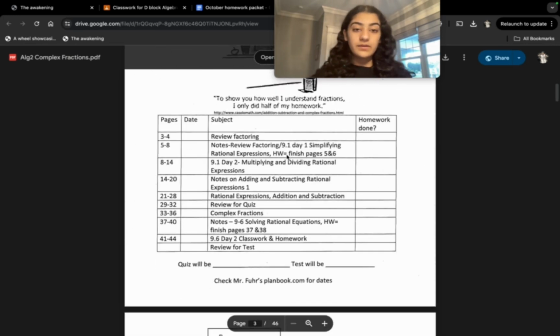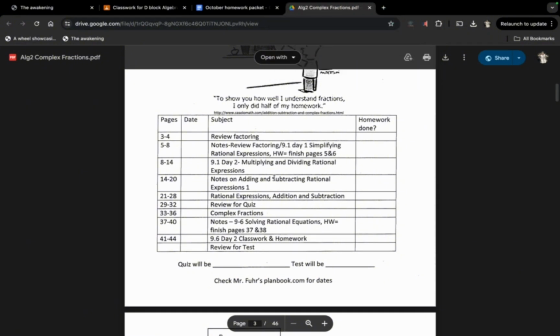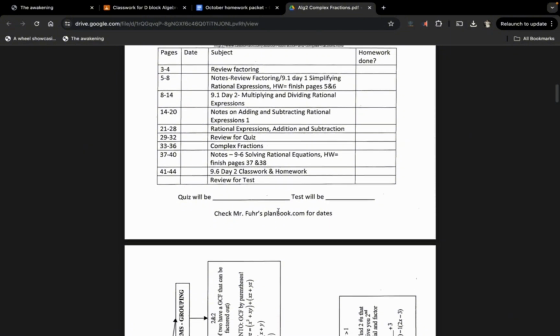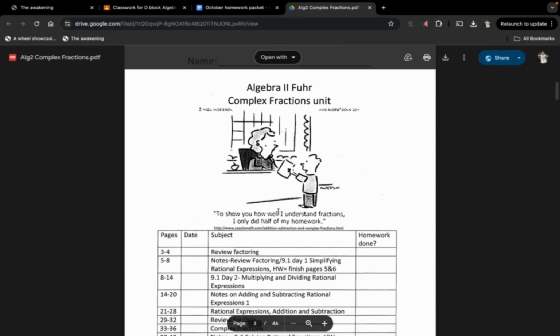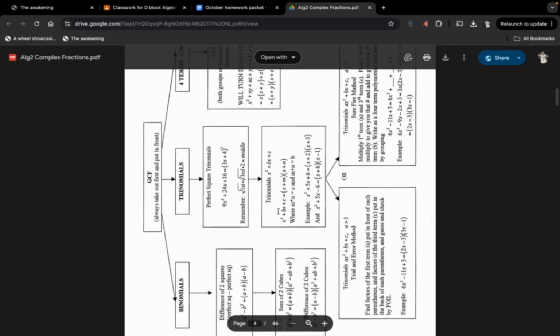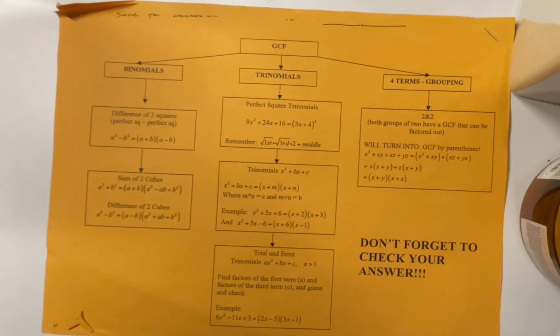A lot of this stuff, if you are in Algebra 2, you would know, the introduction of the review and things of that sort. But we have multiplying and dividing rational expressions, subtracting and adding them, and solving them. So we do have quite a lot in this unit, but it's nothing we can't handle coming from Algebra 1. So we're going to start off by going over this very helpful flowchart.